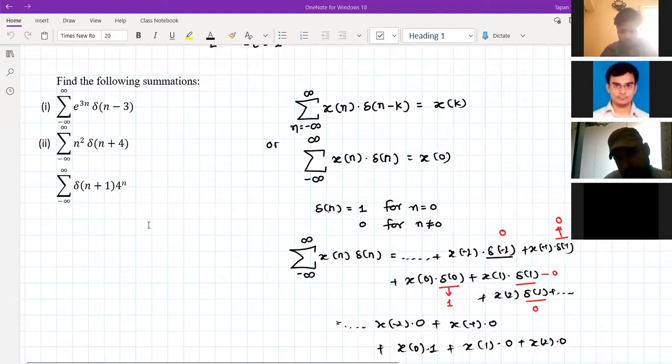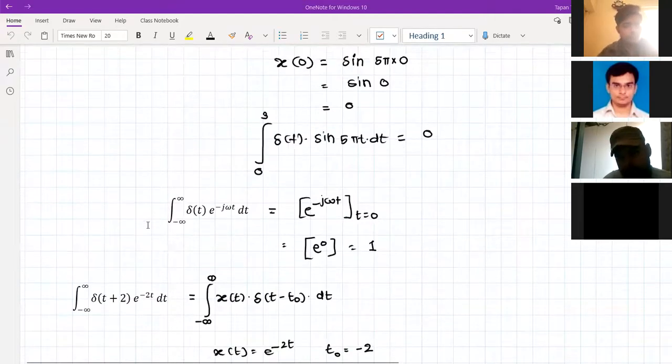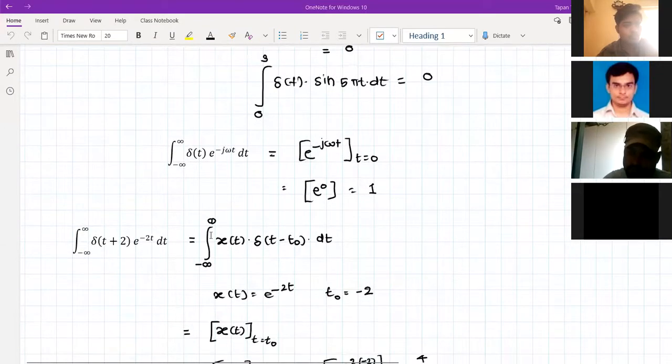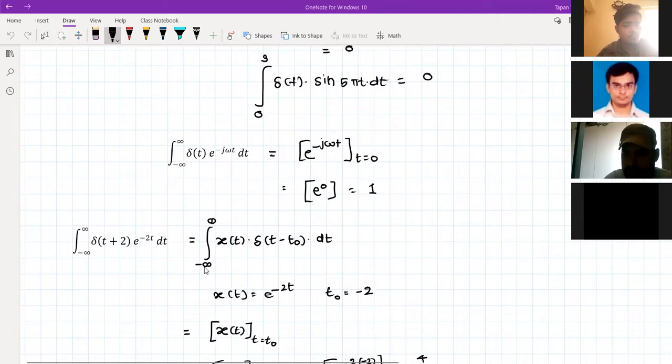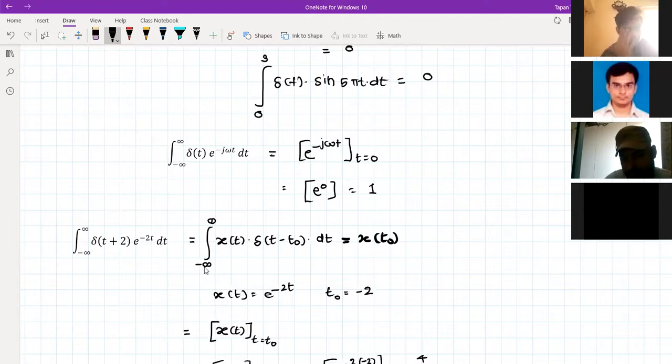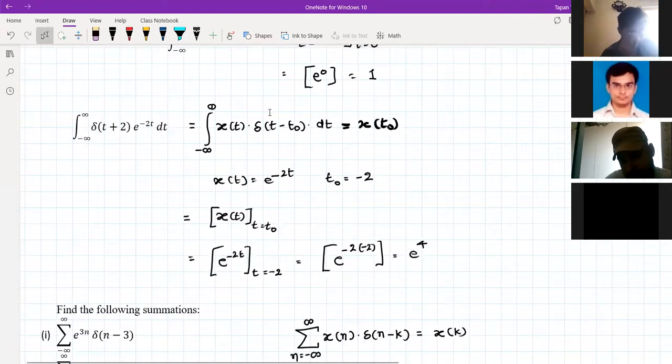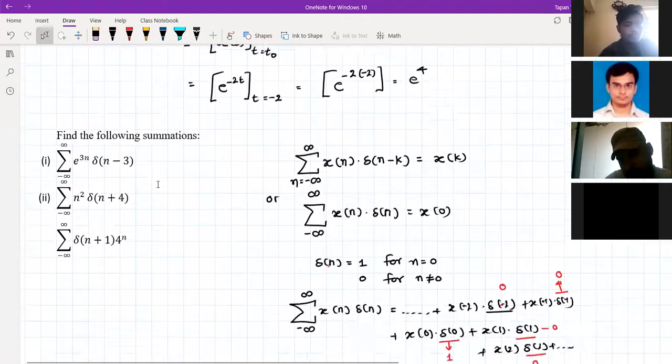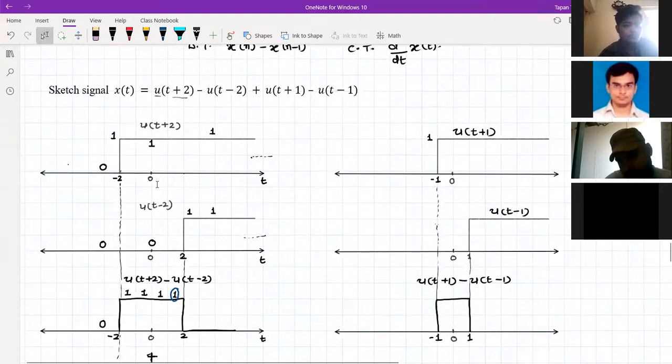So you need to remember only one equation, that is, the integral from minus infinity to infinity of x of t delta of t minus t0 is equal to x of t0. That's it. Okay, it is equal to x of t0. You need to remember this equation, and then you can evaluate the integral easily. Fine.